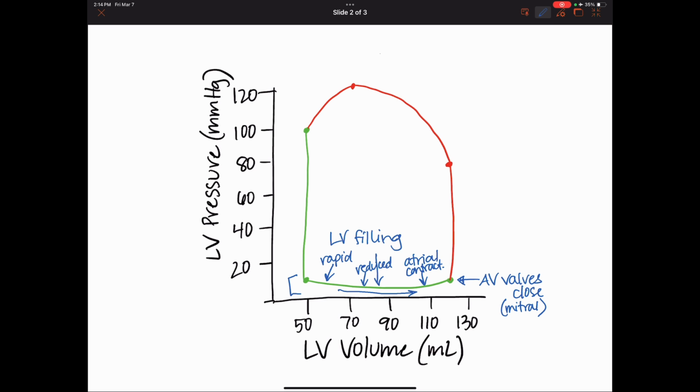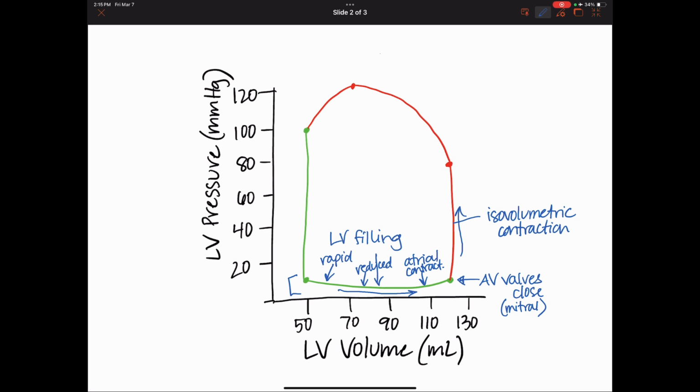So when we have this increase in pressure, for a while the left ventricular pressure increases, but it cannot eject blood yet. So we have this period of time here where we have an increase in left ventricular pressure and no change in volume. This is called our isovolumetric contraction phase. So increase in left ventricular pressure, no change in volume because our AV valves are closed. And at this point, our semilunar valve, or our aortic valve, is also closed.